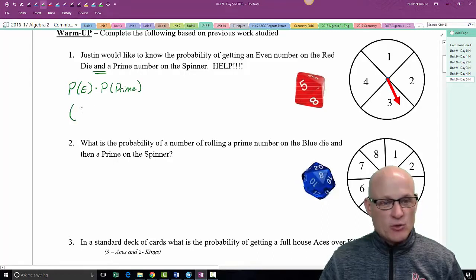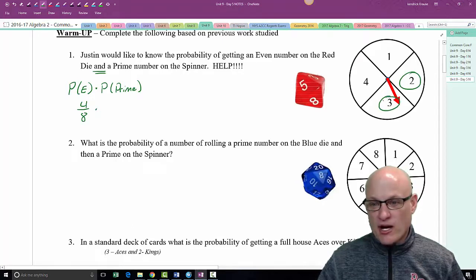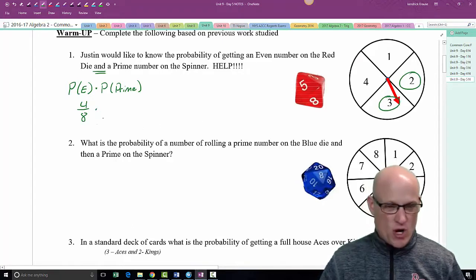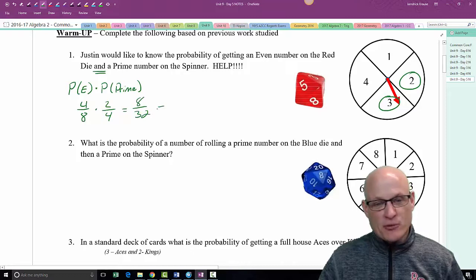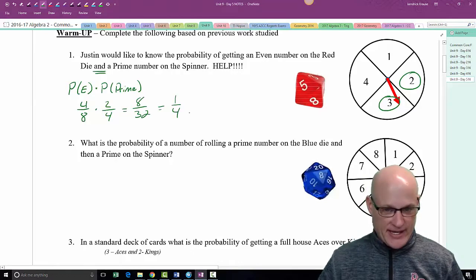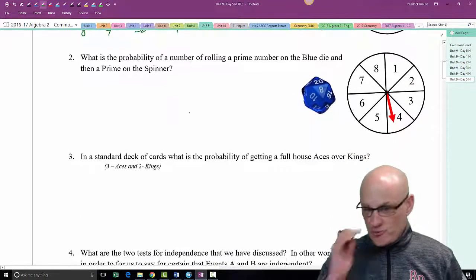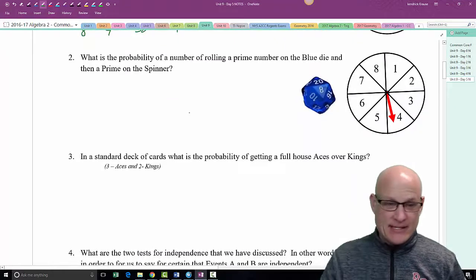Probability of even would be, in this case, there are 8 of these things. It would be 4 out of 8. The probability of prime: 2 is prime, 3 is prime, 1 and 4 are not. So 2 out of 4, or 8 out of 32. Now, if you prefer, that's 1/4. I don't care. This one, more practice with prime, kids.